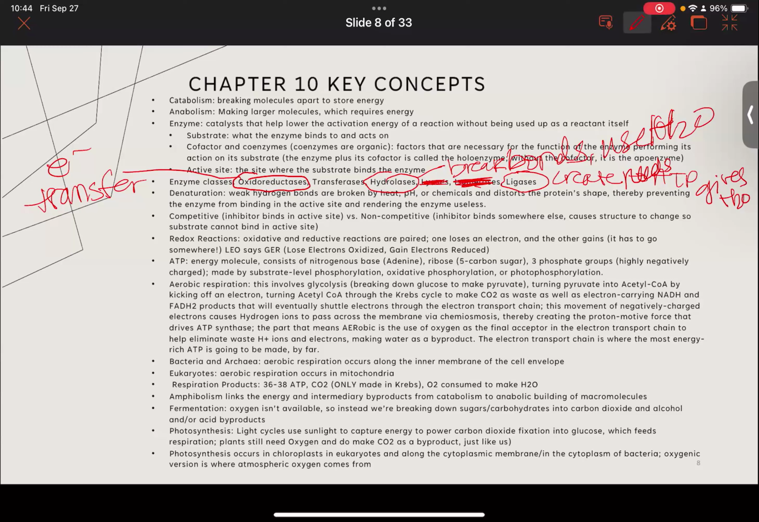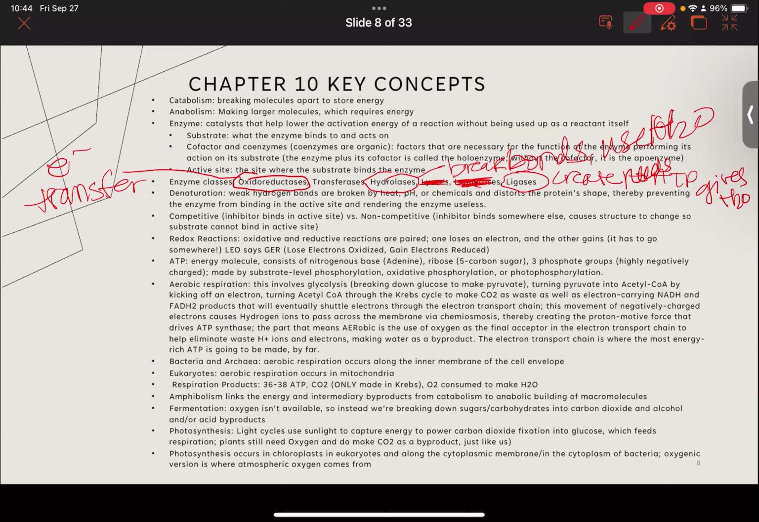When we send things through the electron transport chain in aerobic respiration, our electron is going to end up finally with our final electron acceptor, oxygen. In aerobic respiration, oxygen is our final electron acceptor. In anaerobic respiration, it is not oxygen, and that's all you need to know with that one, okay?